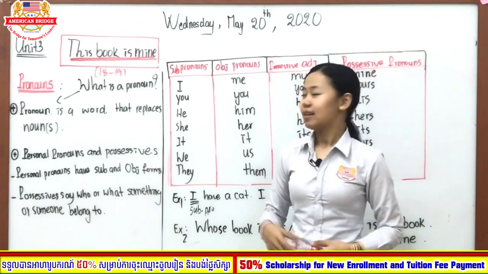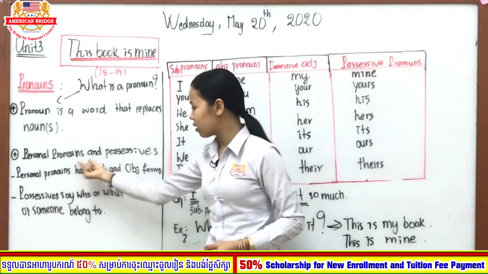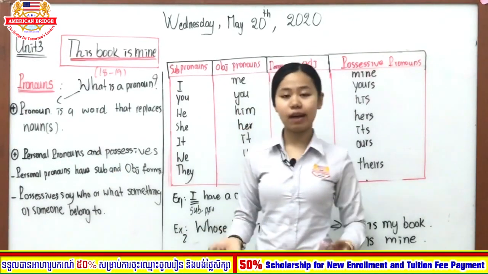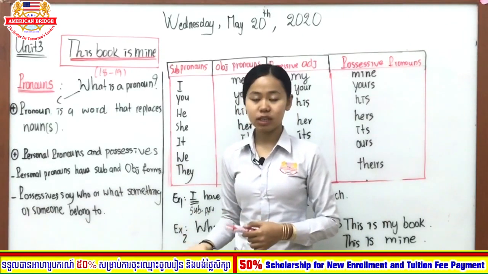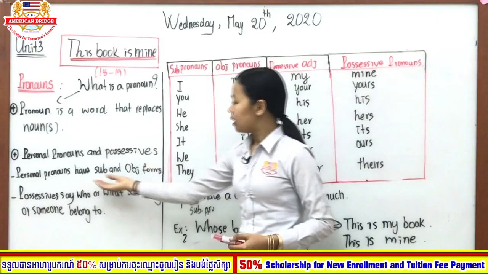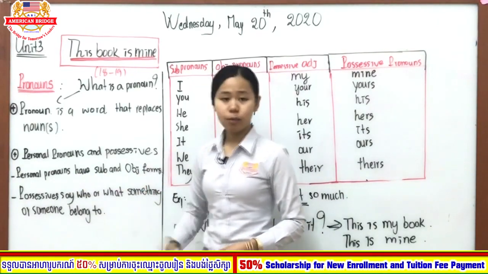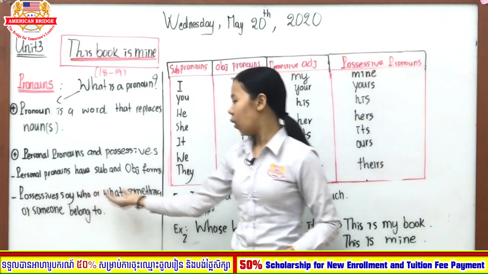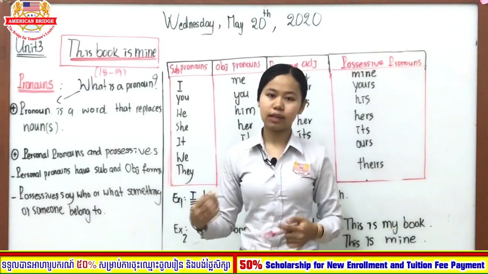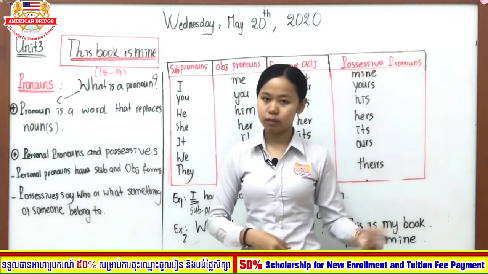Remember that, and today we will look more at the usage of personal pronouns and possessives. Remember that a personal pronoun has two functions: it functions as a subject and as an object in the sentence. So personal pronouns have subject and object forms. And possessives are used to say who or what something or someone belongs to, whether it belongs to you, to other people, or to someone else.